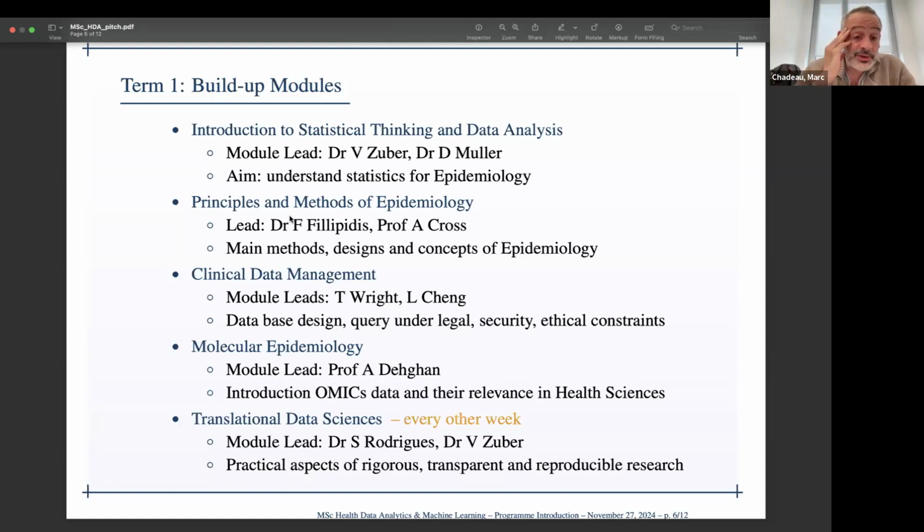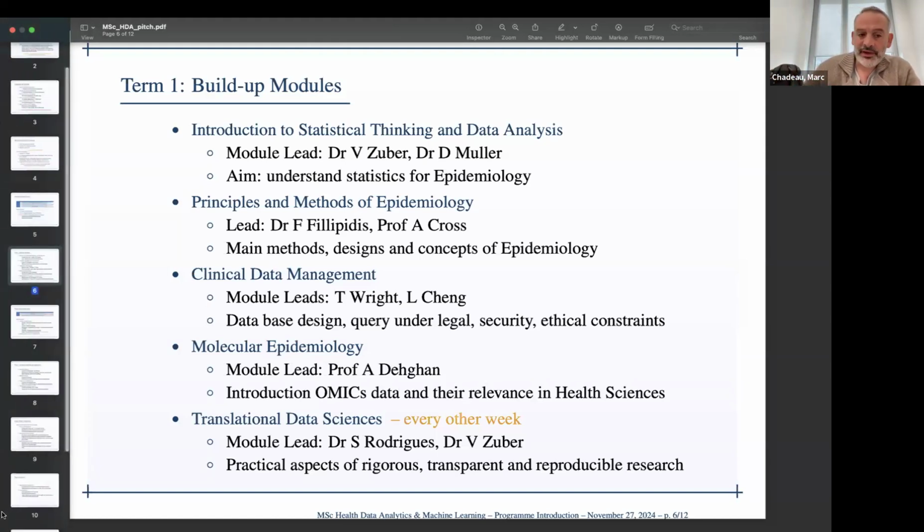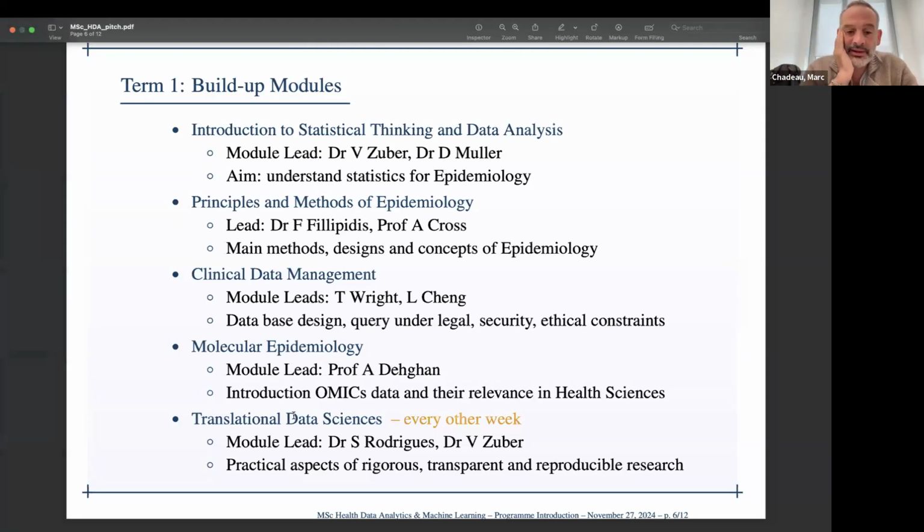Then we have a final module called Translational Data Sciences. So that module is happening every other week, and it's split in two parts, one part in term one and one part in term two. This module is led by Sabrina Rodriguez, who's on maternity leave for the moment. So you will have another lecturer of ours leading that module.